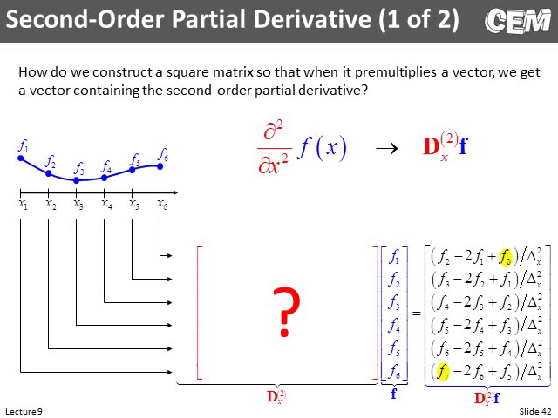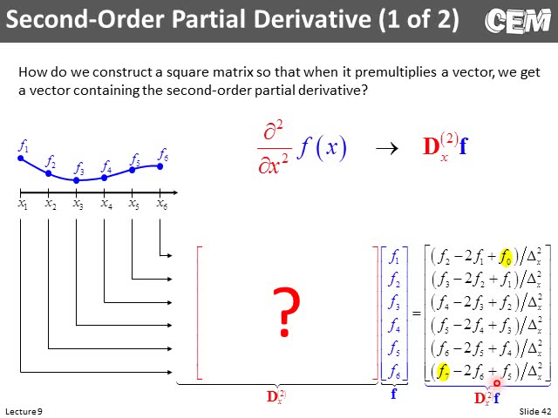Okay, what about a second order derivative? Again, we will store our function in a column vector. We need to answer the question, what's going to go in this big ugly square matrix, that if we multiplied it by this column vector, we would get another column vector, which is the second order derivative of f. So if we plotted it, we would see the second order derivative.